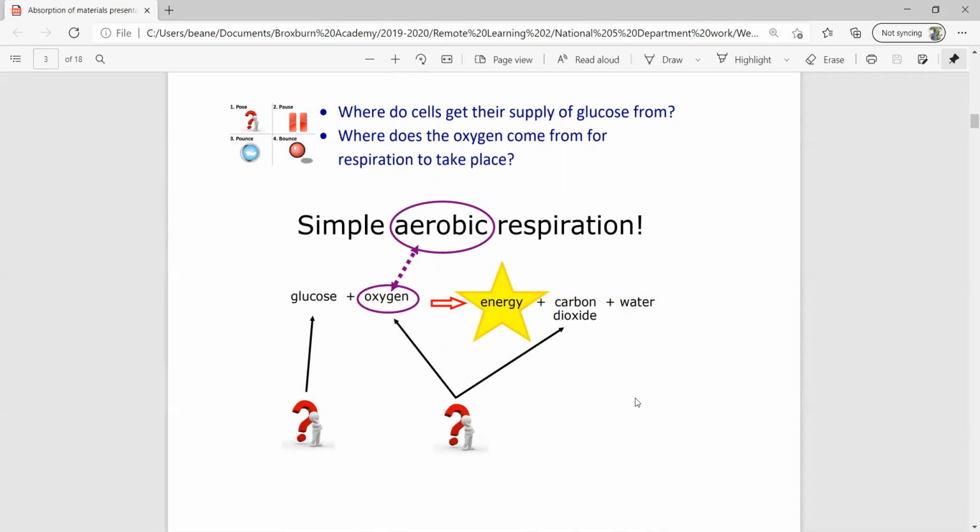Now, for large organisms like ourselves, the cells that are deep within us, for example, inside the muscles in your legs, they cannot just absorb glucose and oxygen from their surroundings. And we spoke about that in the transport systems topic. So for glucose and oxygen to get to all the cells, it has to be transported there via the blood. However, we also need to think about how the blood actually gets these things. So where does the glucose come from and where does the oxygen come from inside our bodies that then goes into the blood?